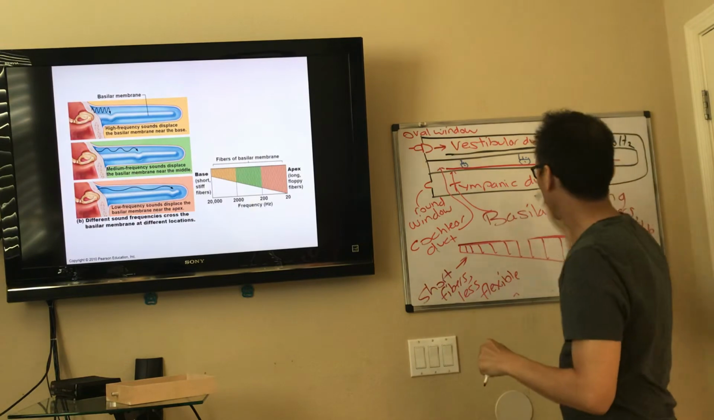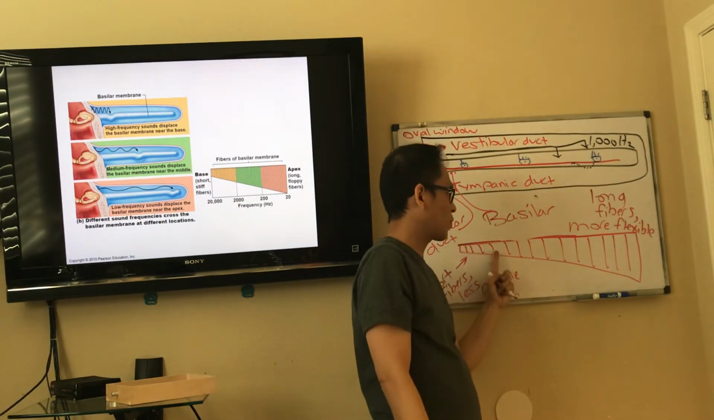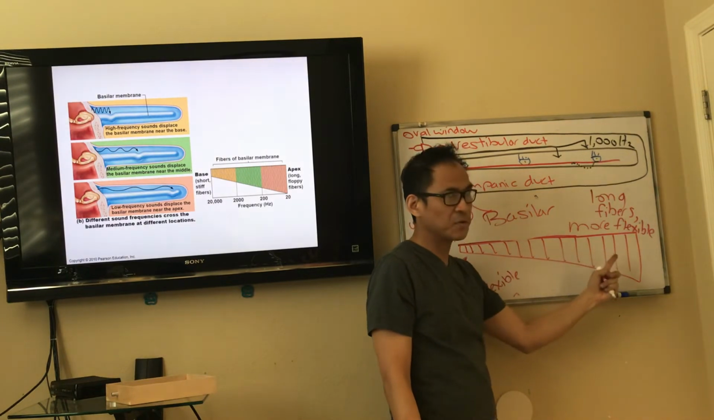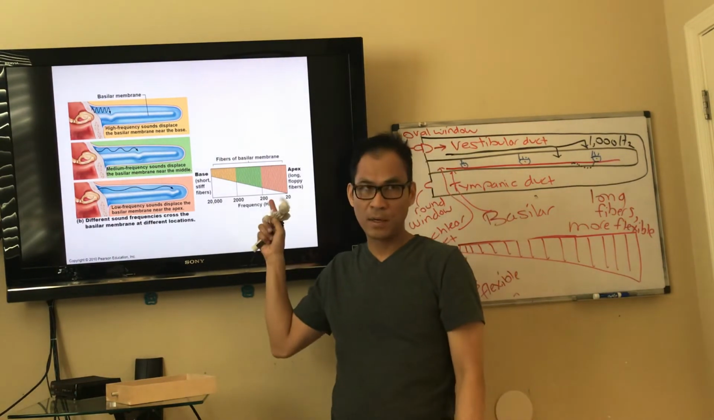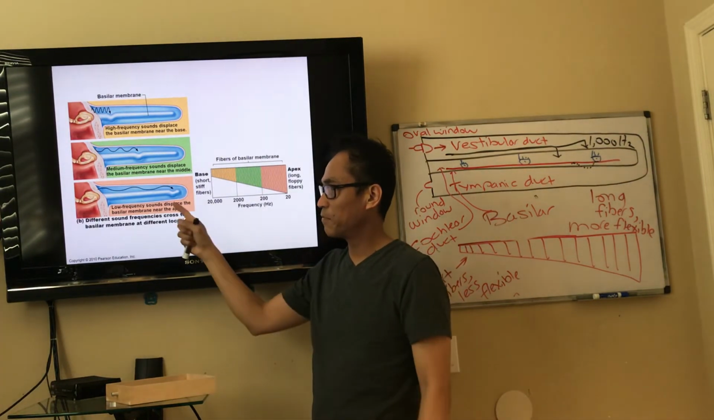Okay, so this end is more flexible, this end less flexible. The fibers are shorter, they're stiffer. As they get longer, it's easier to deflect. Shown correctly here. Anyways, longer fibers, easier to deflect.